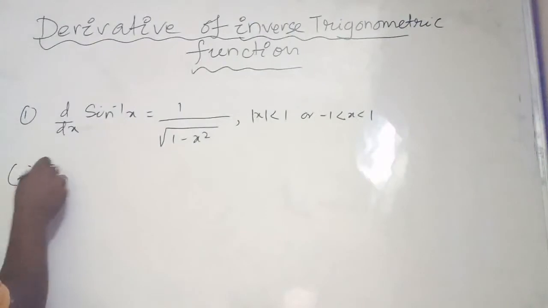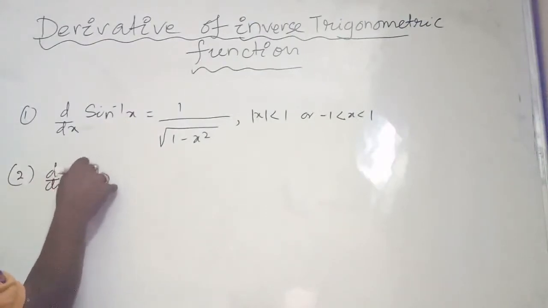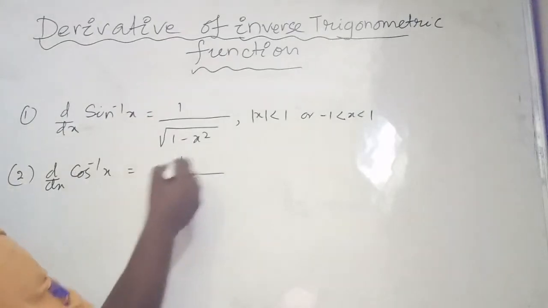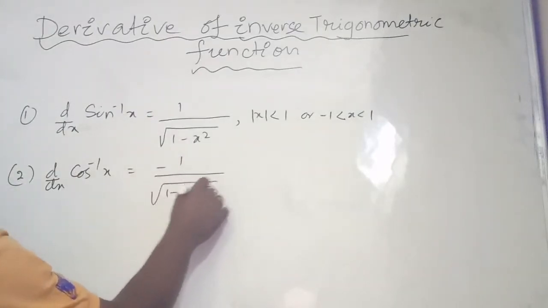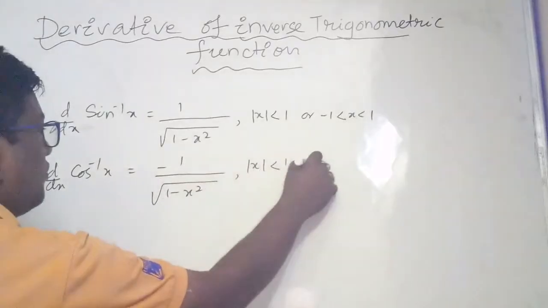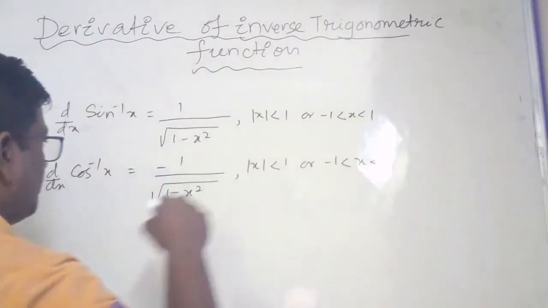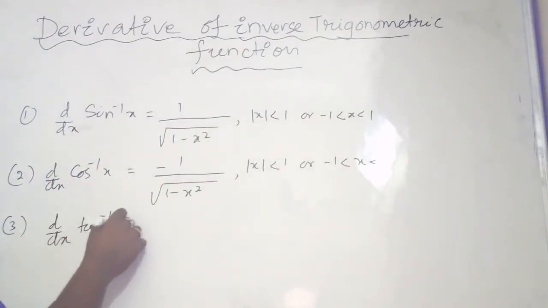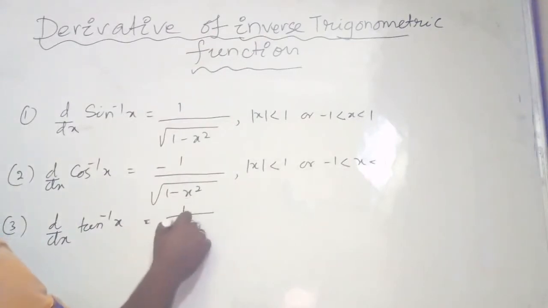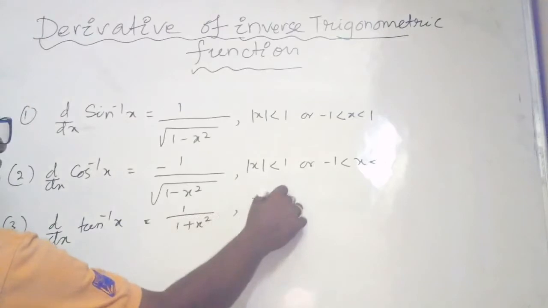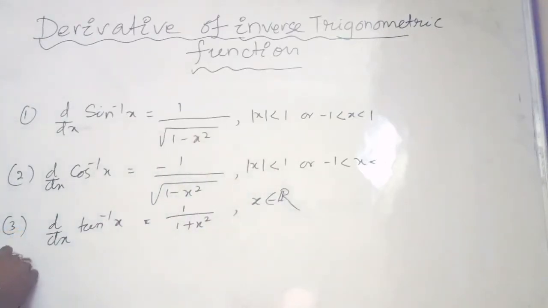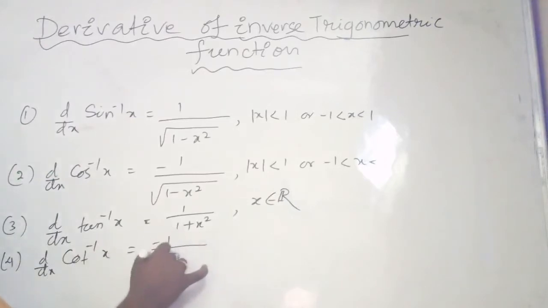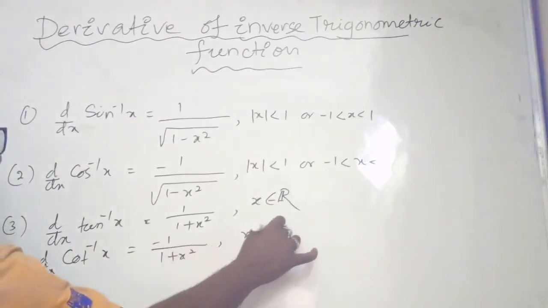Number 2, d by dx of cos inverse x is equal to minus 1 divided by root over 1 minus x square, mod x less than 1, or we can say minus 1 less than x less than 1. Number 3, d by dx of tan inverse x is equal to 1 by 1 plus x square, where x belongs to any real number. 4, d by dx of cot inverse x is equal to minus 1 by 1 plus x square, x belongs to any real number.